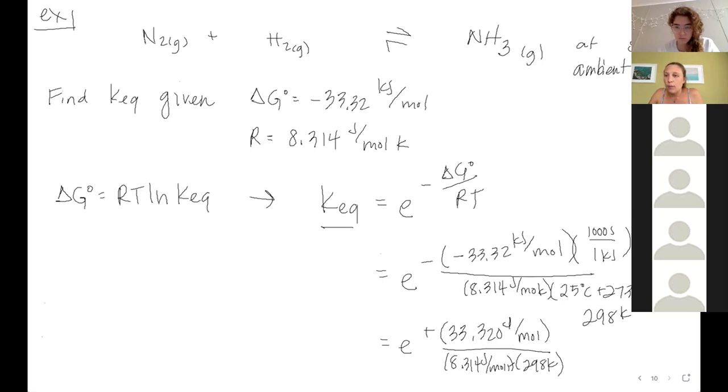So we'll stick with the memorized sheet and the definition. STP will be 0 degrees Celsius and 1 ATM. And ambient temperature and pressure will be 25 degrees Celsius. Okay, so that might be why some people are getting different answers here. But for this problem, we're going to stick with 25 degrees Celsius. And if you work this out, you get about 6.6 times 10 to the 5 as your KEQ value.